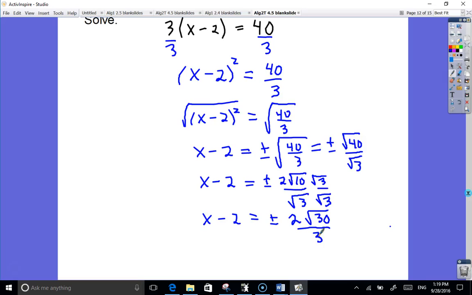Okay, now we're not quite done. X equals, you got to add 2 to both sides. 2 plus or minus 2 times the square root of 30 divided by 3. Now, can I simplify that? Can I put the 3 into 30? Yes. No. Why not? You know, the 3 is outside the radical and the 30 is inside the radical, so they don't mix. So don't try to cancel something, a denominator like that, with what's in the radical.